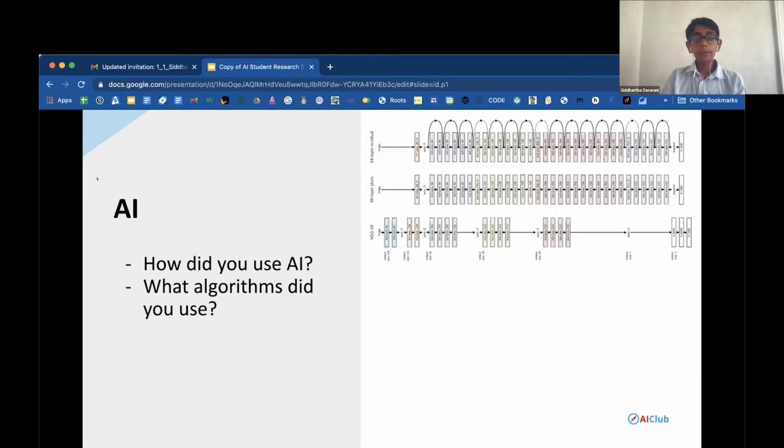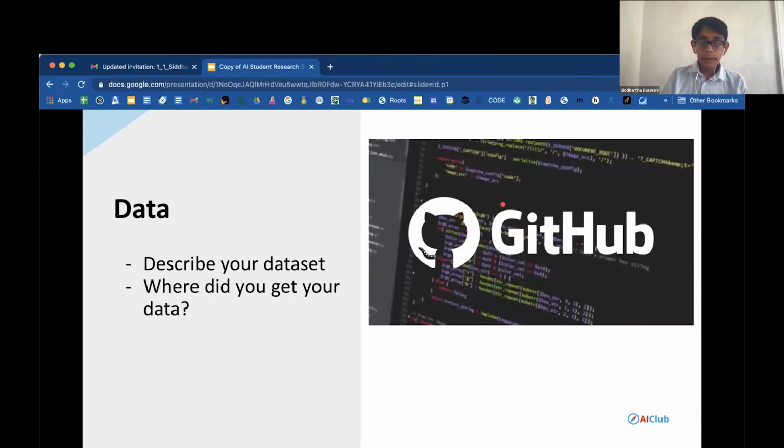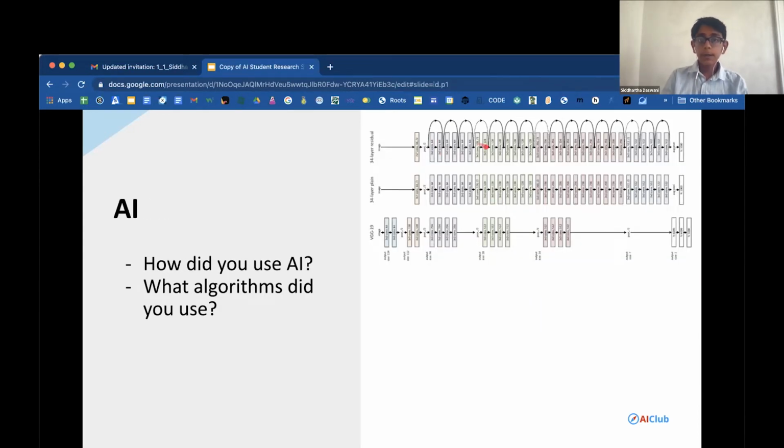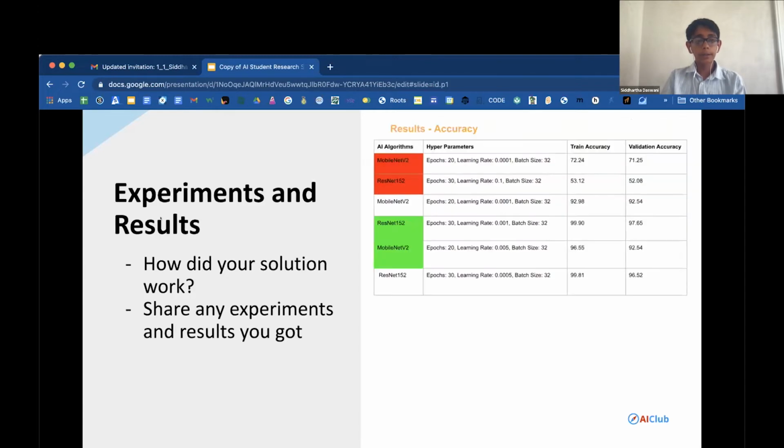I used ResNet 152. ResNet 152 is a convolutional neural network. It was invented by Microsoft in 2015. ResNet is called ResNet 152 because it has 152 layers, as you can see here. One thing that really gives ResNet 152 its edge are these skips that it does, as you can see here, and that allows the AI to be faster and also more efficient. I also tried an algorithm called MobileNet V2, which was invented by Google in 2018. ResNet 152 did better in my experiments because it had a higher accuracy.